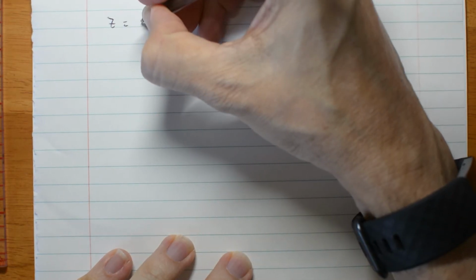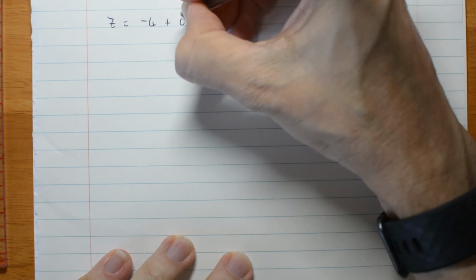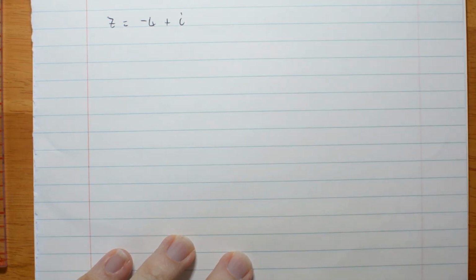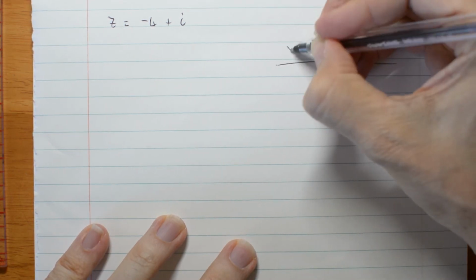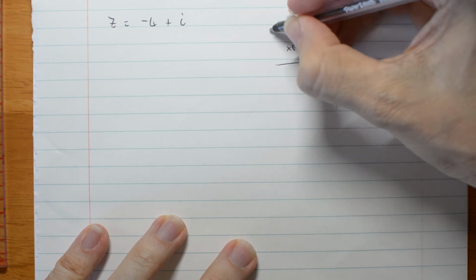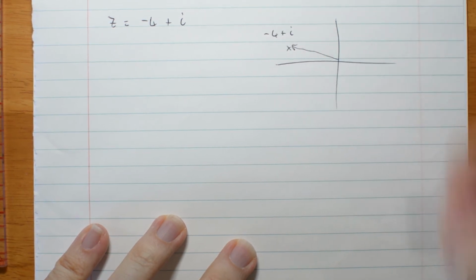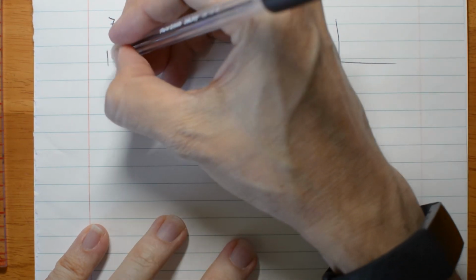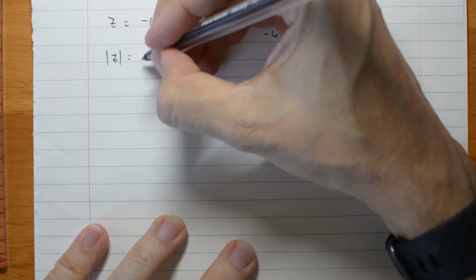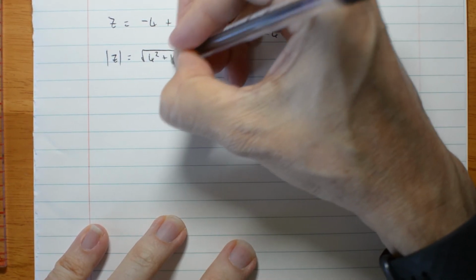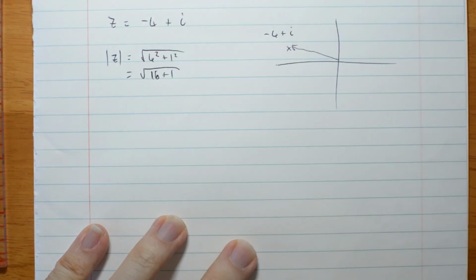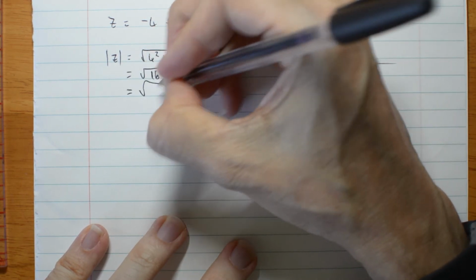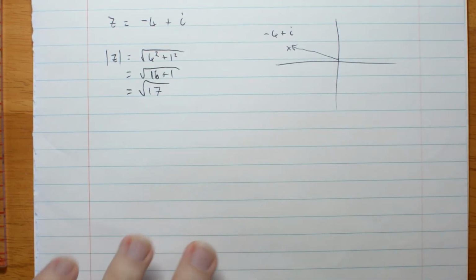Let's try another example. Let's convert a different quadrant, negative 4 plus i, which I think is the second quadrant. So yes, the first thing I'm going to do is sketch the graph. Negative 4 plus i, I'm over here. So the modulus of my complex number is the square root of 4 squared plus 1 squared, which is the square root of 16 plus 1. You don't have to write that line once you know what you're doing. That's root 17. 17 is prime, I'll just leave it as a surd.